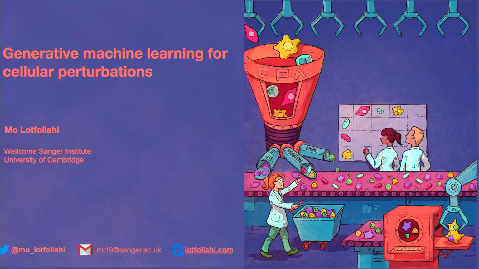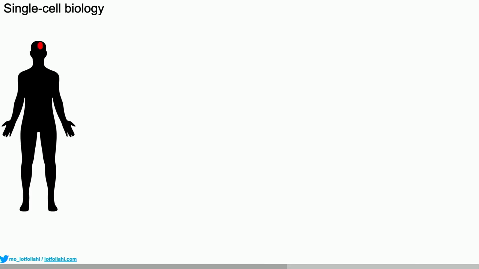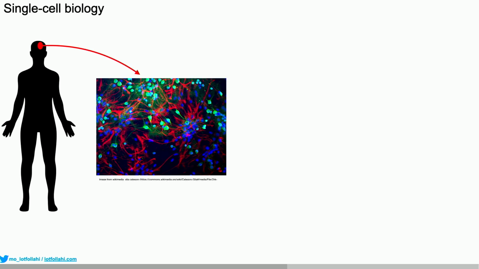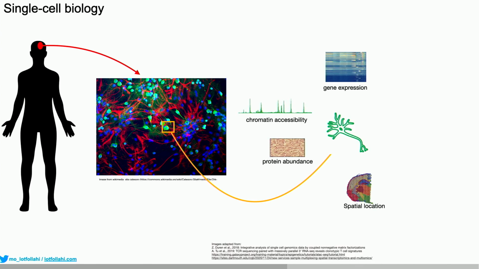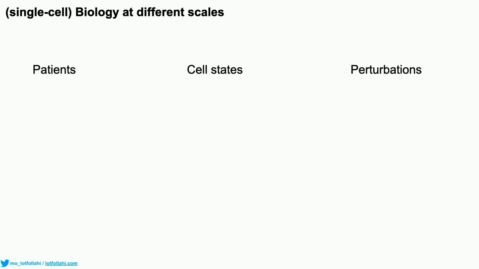Before I dive deep into that, maybe for those of you who are not familiar with single cell biology, the idea is that for the past 10 years we can isolate cells and read multimodal readouts from them. For each cell you have gene expression, chromatin accessibility, protein abundance, and in the past few years you can also get the spatial location. Ultimately we would like to use all of these modalities to see how the cell changes in response to disease or perturbations.